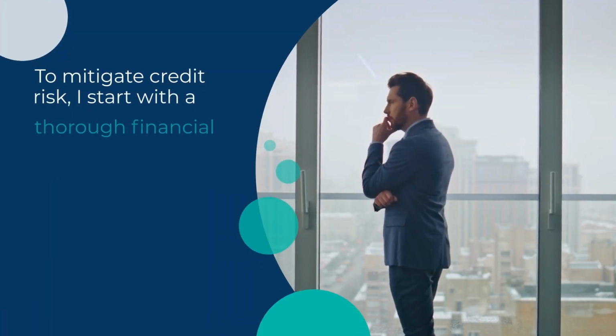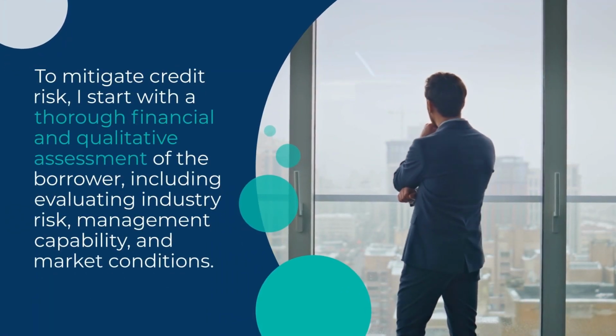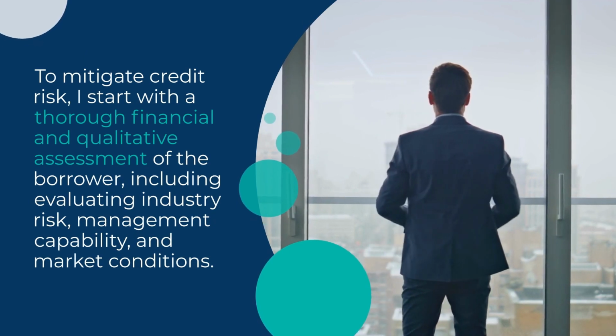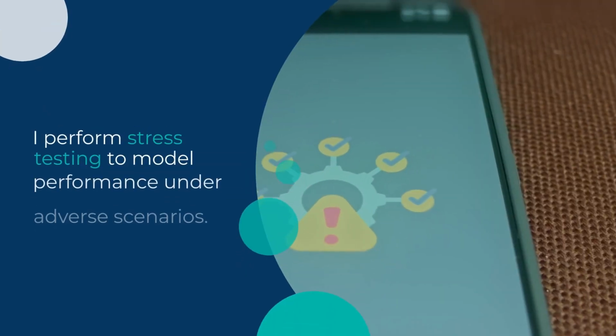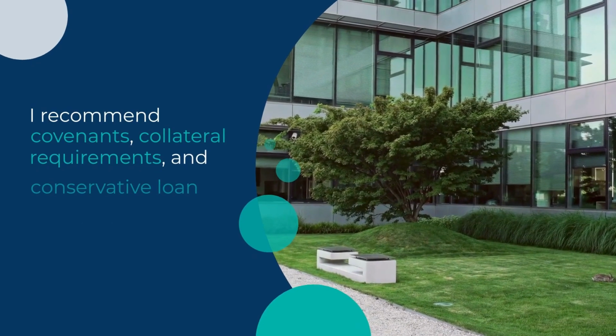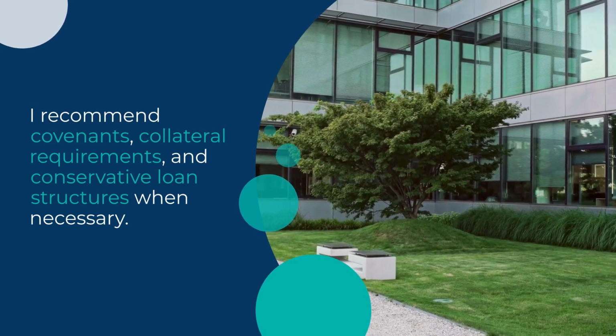16. What steps do you take to mitigate credit risk in your analysis? To mitigate credit risk, I start with a thorough financial and qualitative assessment of the borrower, including evaluating industry risk, management capability, and market conditions. I perform stress testing to model performance under adverse scenarios. I recommend covenants, collateral requirements, and conservative loan structures when necessary.